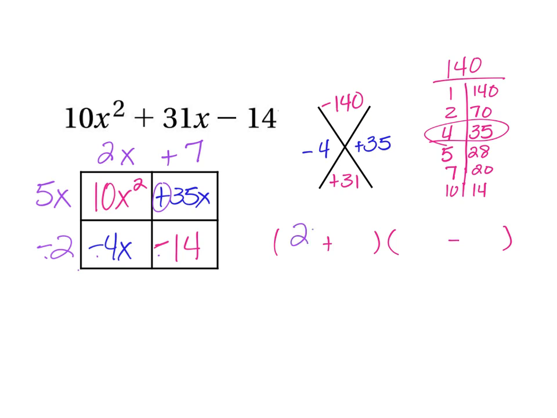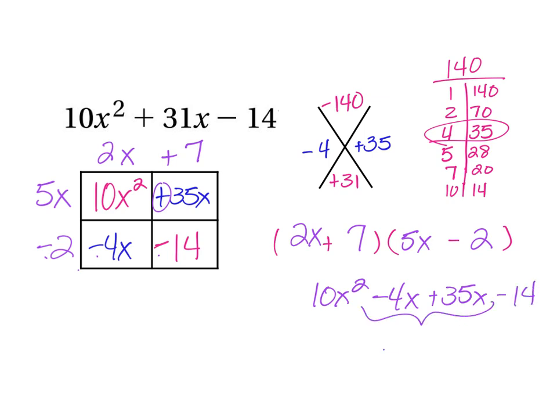So let's write it out. 2x plus 7, 5x minus 2. So let's multiply what we have. 2x times 5x would be 10x squared minus 4x plus 35x minus 14. Combining my middle terms, this gives me positive 31x. So that means that would be our two binomials.